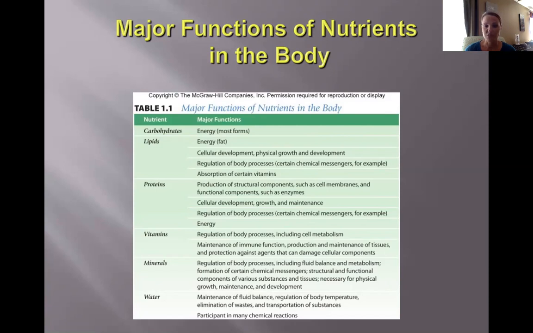Vitamins help with regulation of body processes, and maintenance of proper immune function and tissues. They help protect against cellular damage. Minerals, again, regulation of body processes. They help with fluid balance and metabolism. Formation of certain chemical messengers, and they are necessary for physical growth, maintenance, and development. Water helps maintain our fluid balance and regulate our body temperature, and it also helps transport substances and participates in digestion and other body functions.